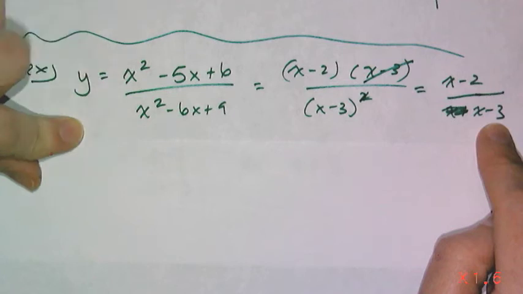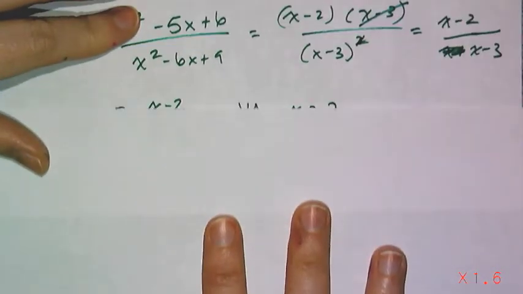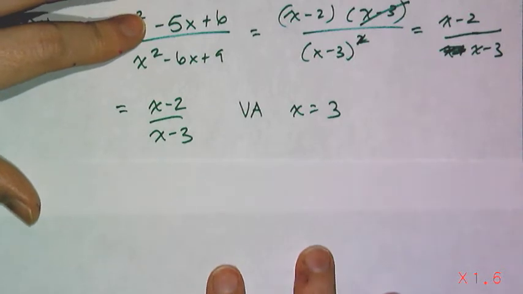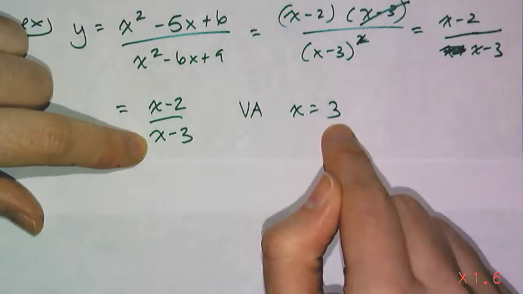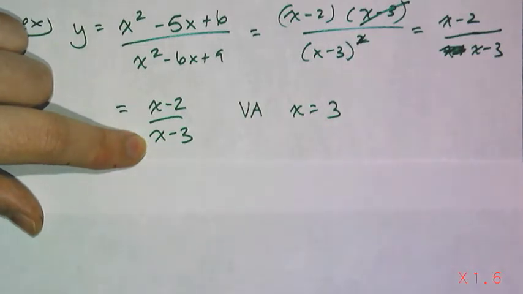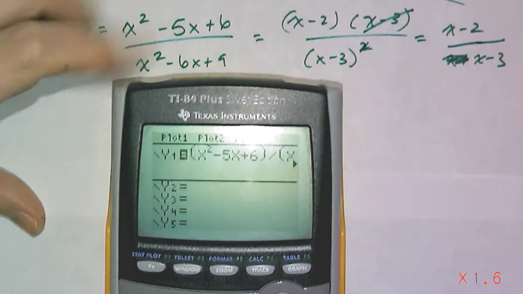So this function just works just like x minus 2 over x minus 3, my domain restriction is that I can't have x equals 3. Therefore, my vertical asymptote is at x equals 3. And I can graph this one on my calculator to verify that indeed it does have that asymptote.